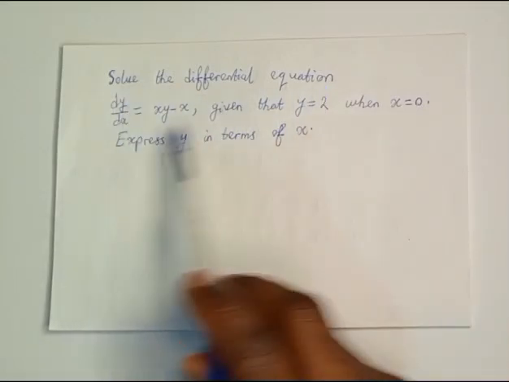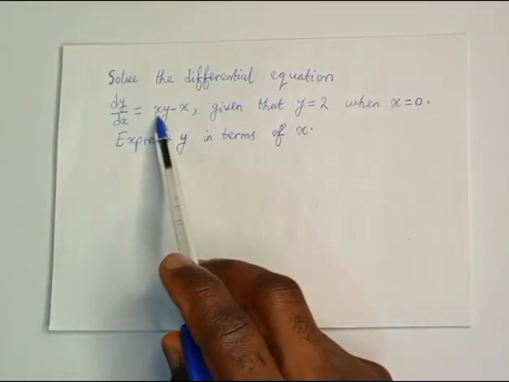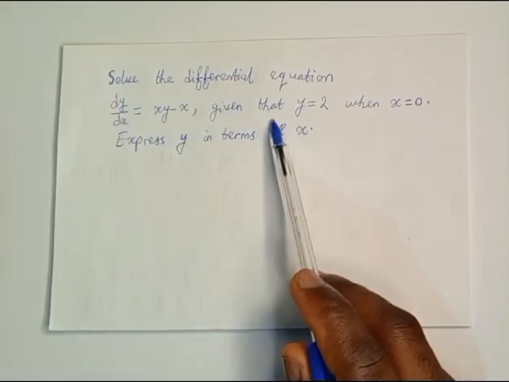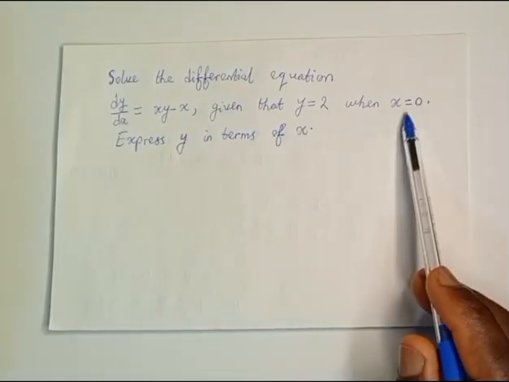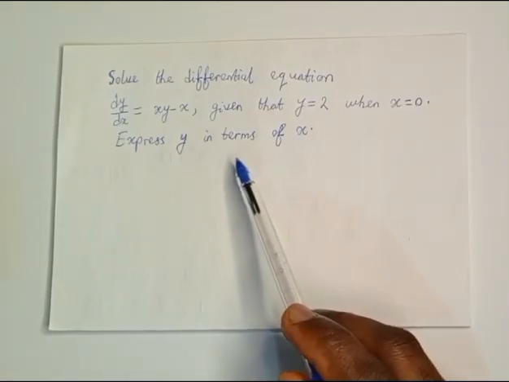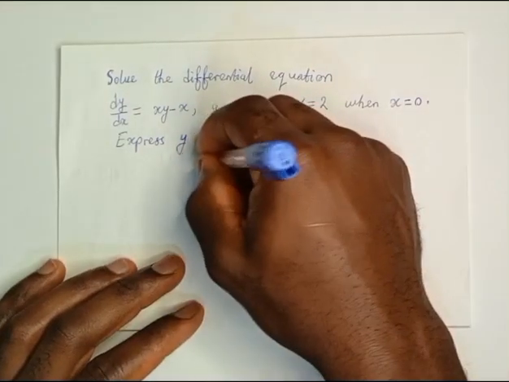Solve the differential equation dy/dx = xy - x, given that y = 2 when x = 0. Express y in terms of x. Take solution.